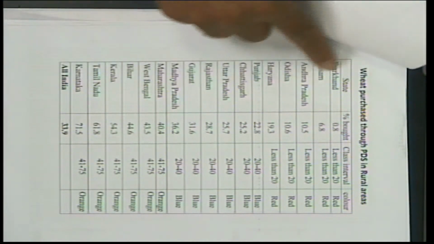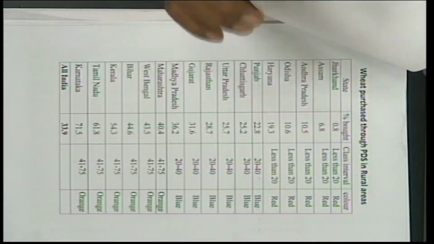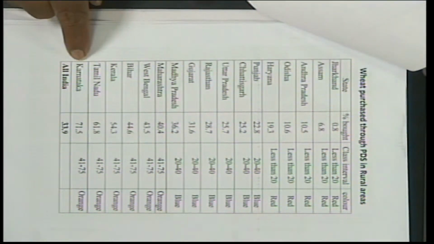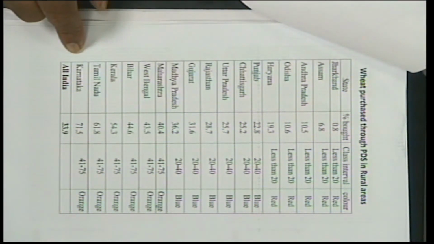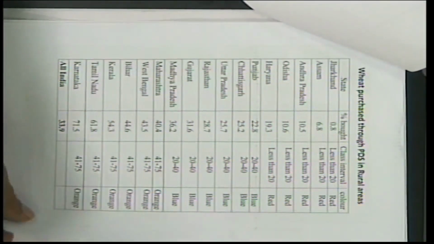For example, Jharkhand has the lowest, hardly 1% of people purchased paddy from PDS in 2011-12. Whereas in Karnataka, 72% of people purchased wheat from the public distribution system. That's a major difference. So these are the numbers. How can you convert them into a visual?